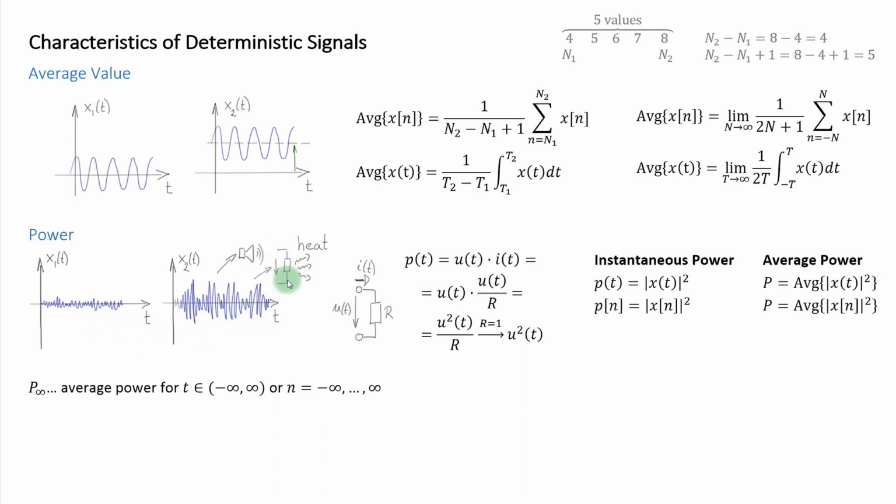Well, in which case do you think this resistor will create more heat? Again, it will be in the case of this second signal. And this example with the resistor is actually good enough to formalize this. What is heat on the resistor? Well, that is the power lost in the resistor.